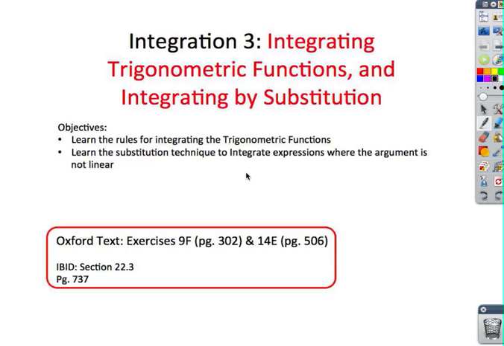Welcome to the third integration lesson, integration 3. Today we'll be learning how to integrate the trig functions, and we'll learn a new technique called integrating by substitution.